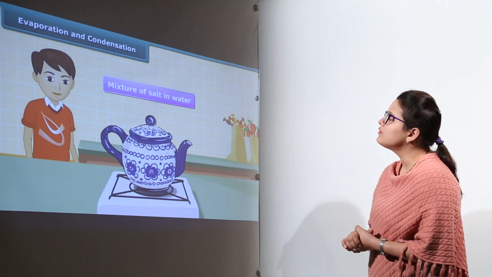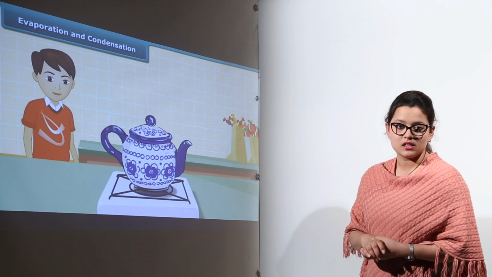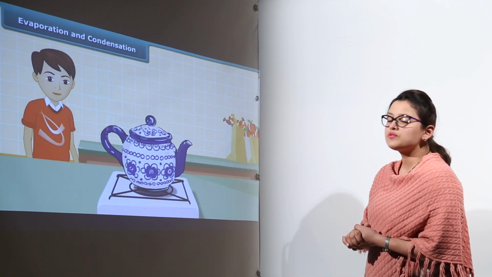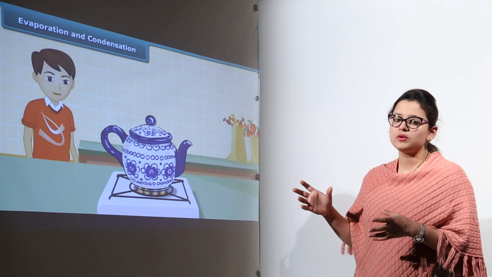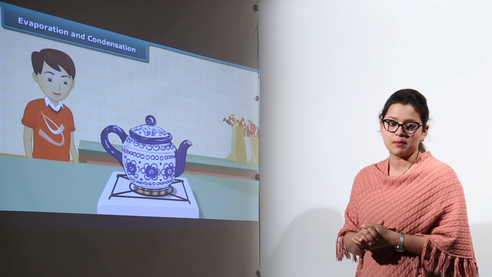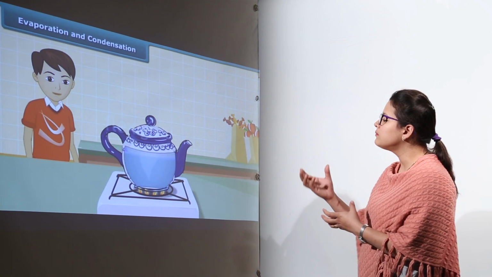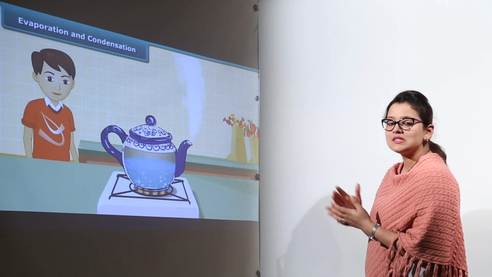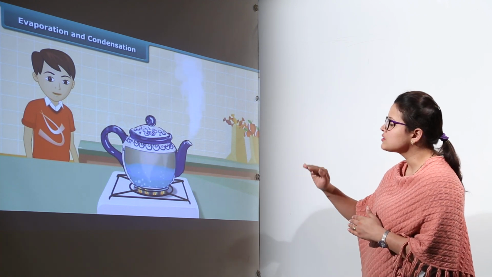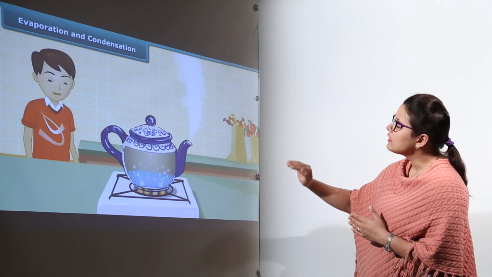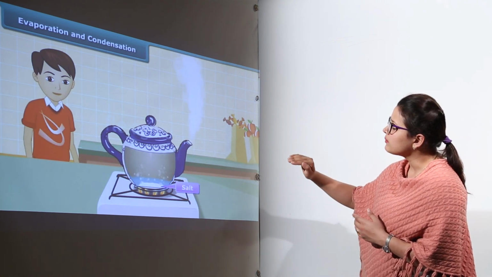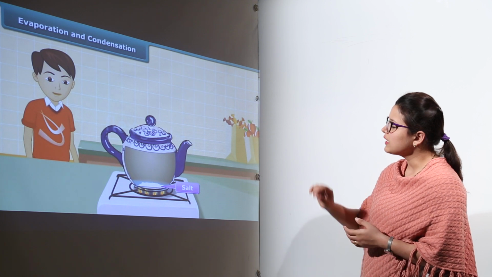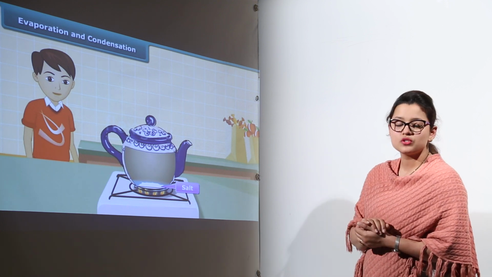Now next we have evaporation and condensation. You take a mixture of salt and water. We are going to do evaporation and condensation both with the same example. Here we are going to heat up the mixture of salt and water in a kettle. Once the evaporation starts, that is, the water starts boiling, you would find that the water is getting evaporated from its spout and you are left behind with salt.